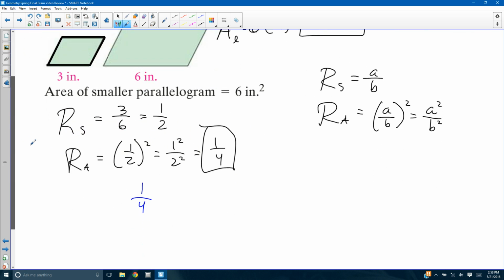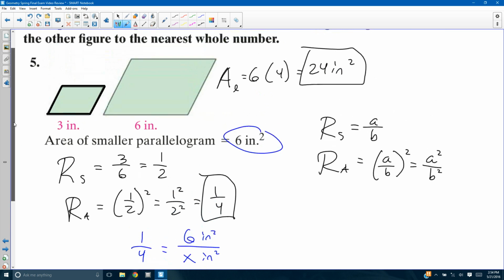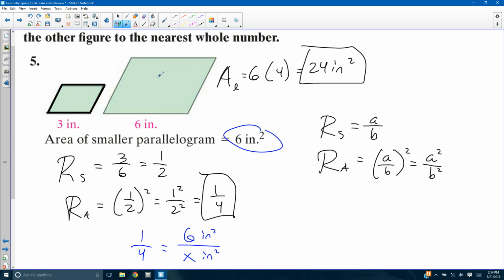Then I want to compare it to the true area of the small parallelogram to the unknown area of the larger parallelogram. Cross multiply, you're going to get x equals 24 square inches once again. So this still applies in that same way. You're finding it with a more mathematical mindset. Just understand that the area of this is not 12 square inches. It is 4 times as large, not twice as large.